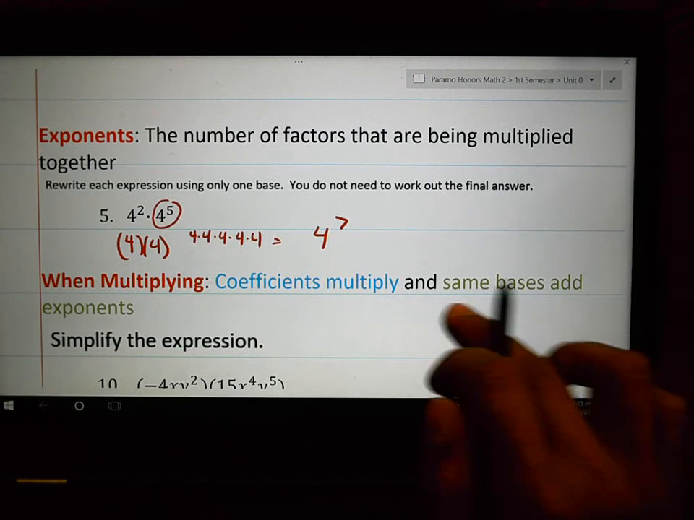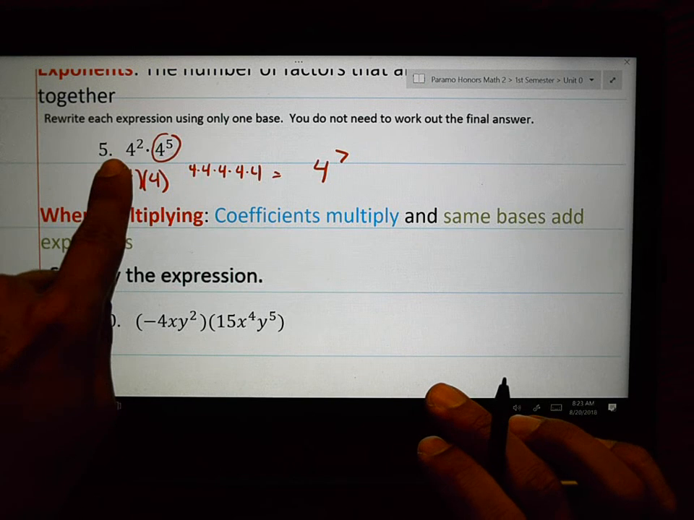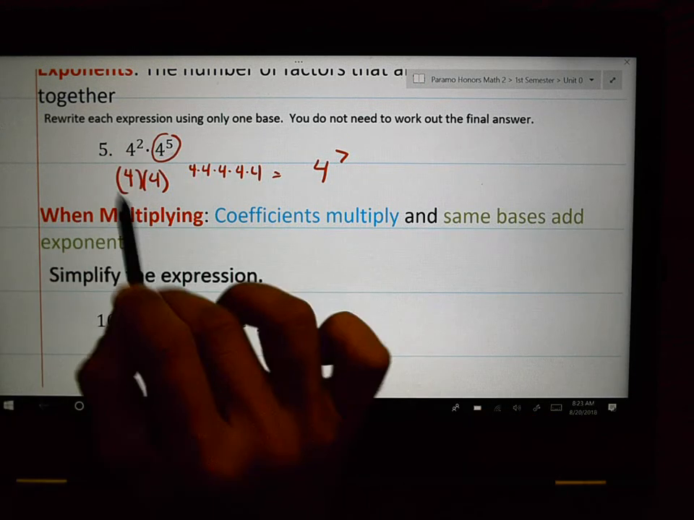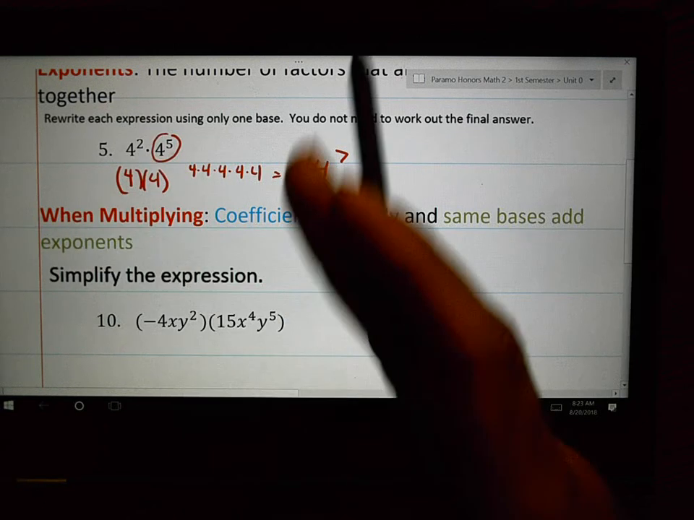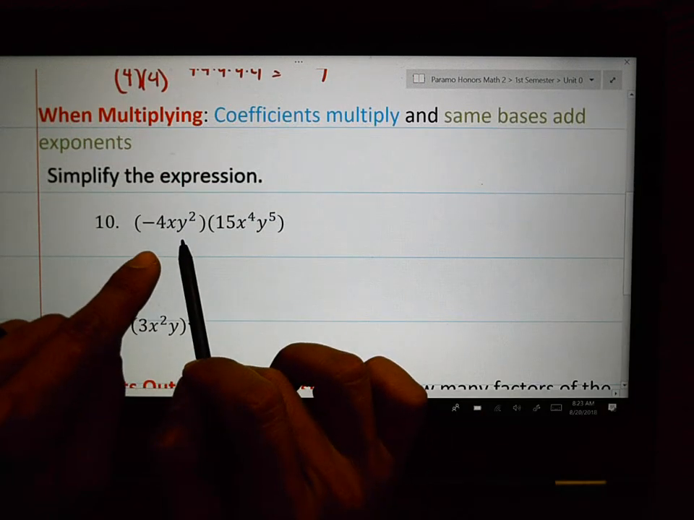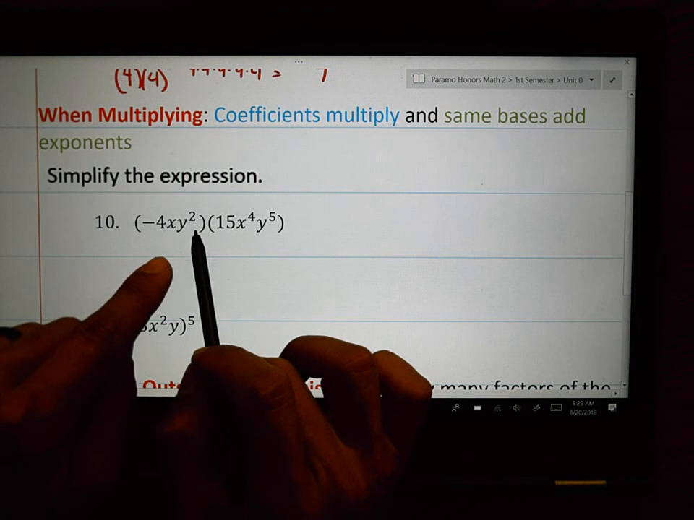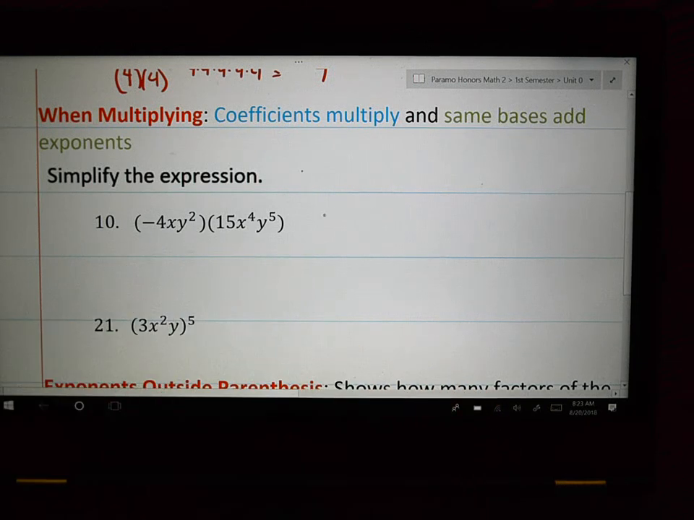Perfect. I like it. Now, the way this gets harder is they're going to start throwing in not just numbers as bases to an exponent. This is called the base. This is called the exponent. The base is the number that's at the bottom of an exponent. They're going to have variables in these exponents, and they're going to have these things called coefficients.